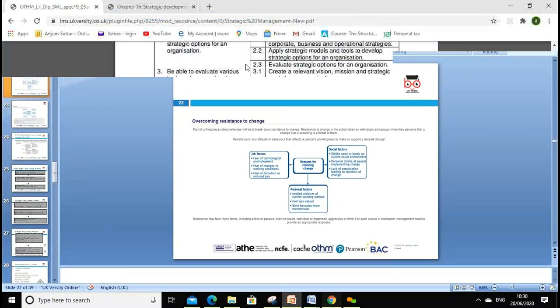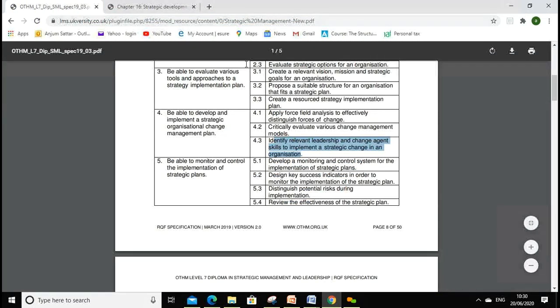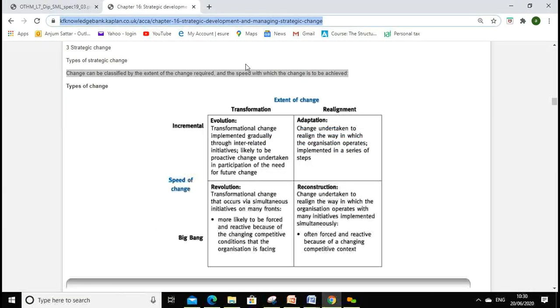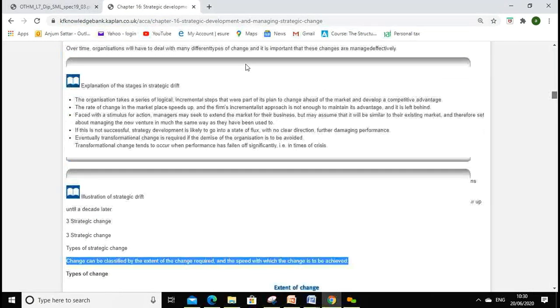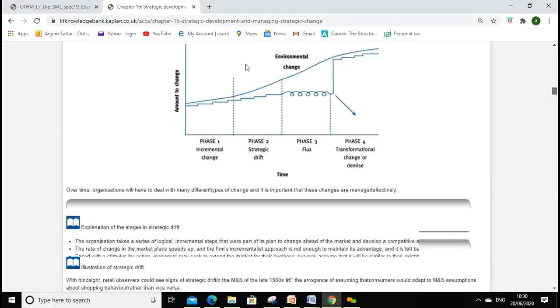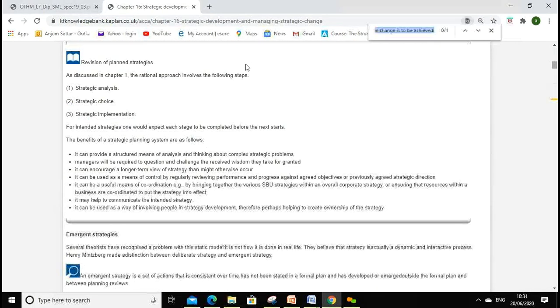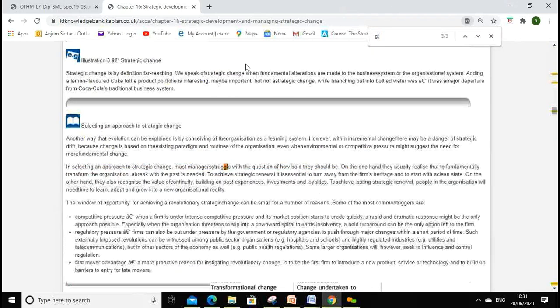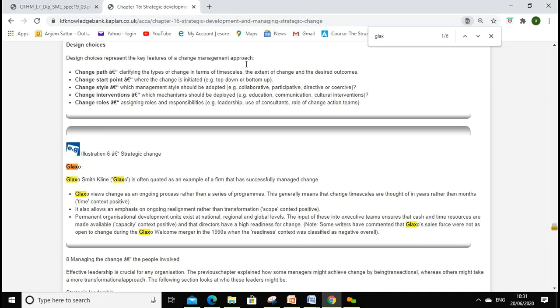I already copied the link as well. This is a Kaplan case if you want to look at some cases. This is GlaxoSmithKline, when they made the change. It's an example of how they apply it.